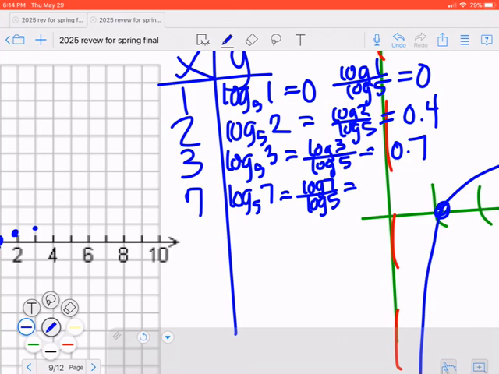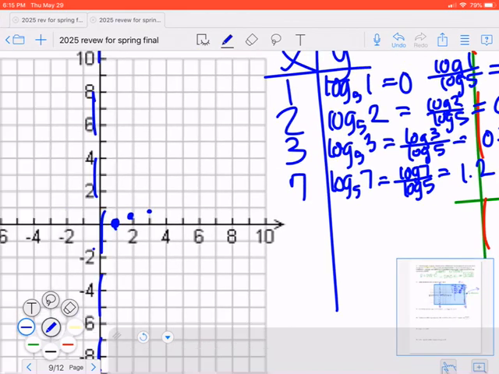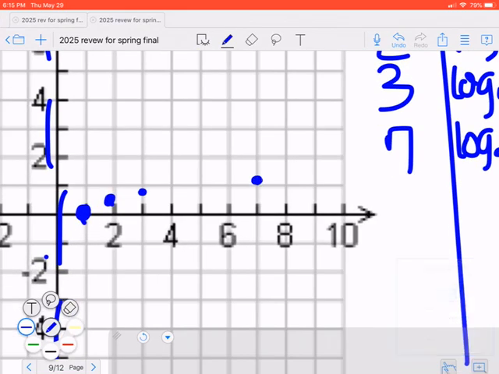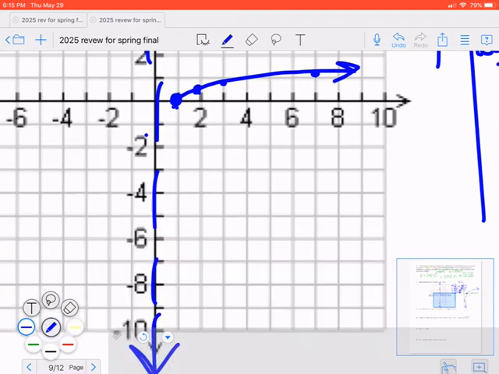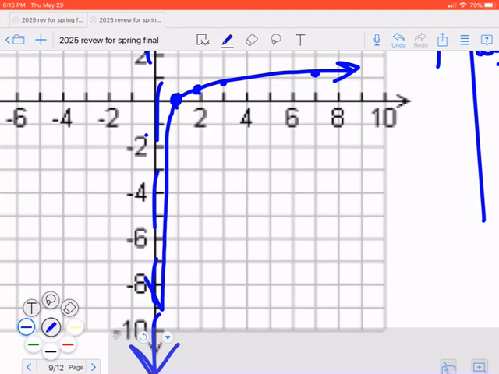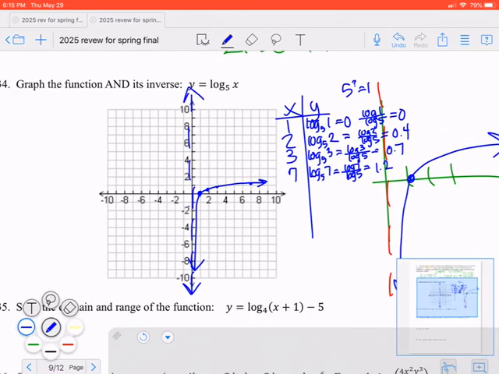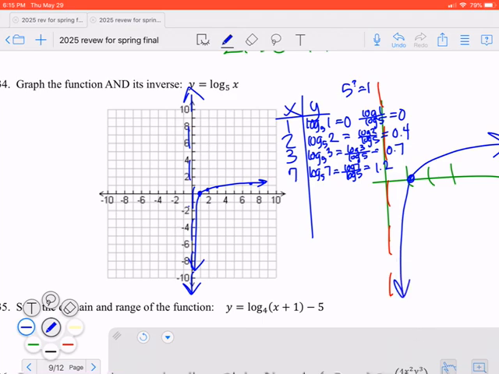Oops, forget to push clear. Alright, so I'm going log of 7 divided by log 5 equals 1.2. So this is rising very slowly, over 7 up 1.2. So that looks good enough. And we know this side of it is just getting closer and closer to the asymptote. So there is our log function.